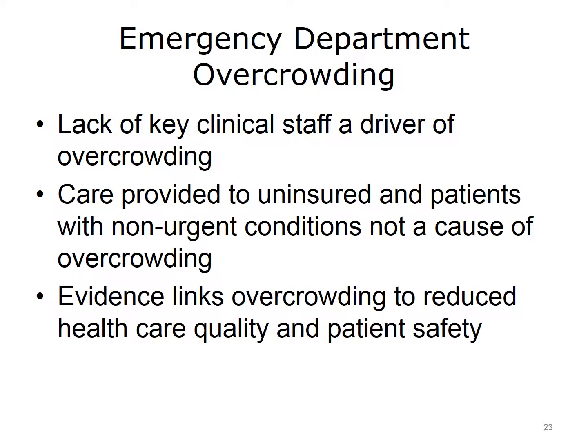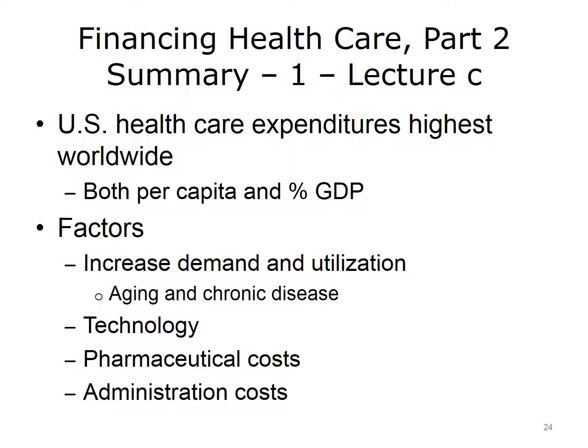A 2009 Robert Wood Johnson study found that the lack of key ED staff is the primary cause of overcrowding, and not overuse by the uninsured or for treatment for non-urgent conditions. This overcrowding is associated with a decrease in quality of care, longer waiting periods for care in the ED, and reduced patient safety. This concludes Lecture C of Financing Healthcare Part 2.